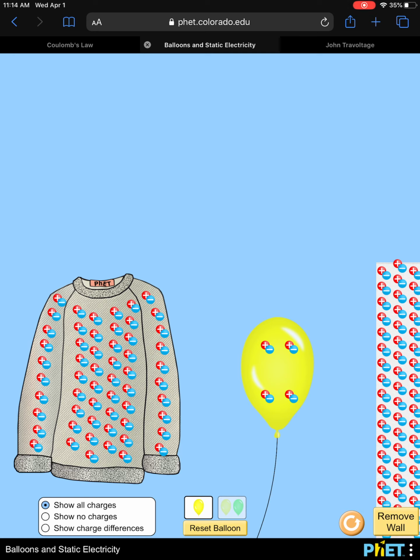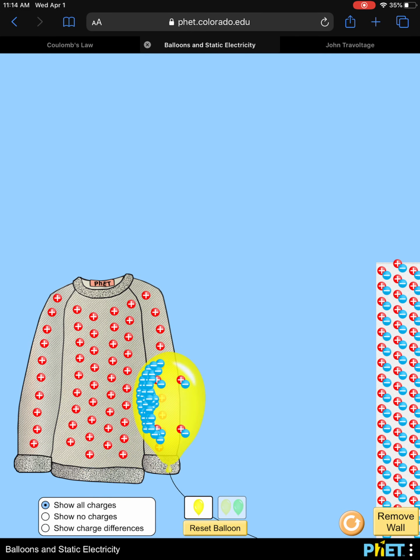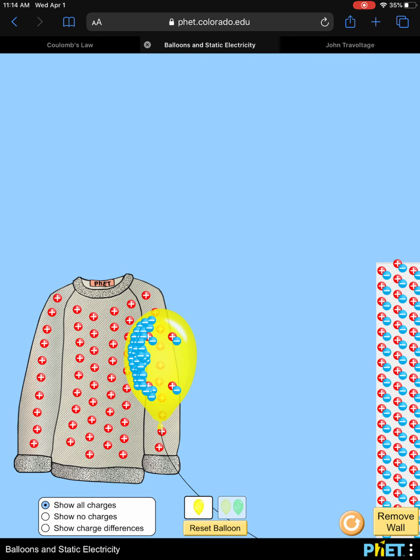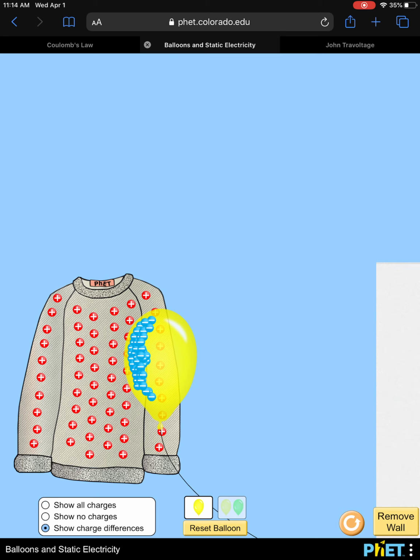Now we're going to look at balloons. We're looking at the same thing. In the video, Mr. P does this. He takes the balloon, he rubs it on his hair. In this case, we have a sweater. So we pull all of the electrons off, leaving it mostly positive. The balloon is mostly negative now. We can kind of show that with just changing the bottom. So if I reset them.